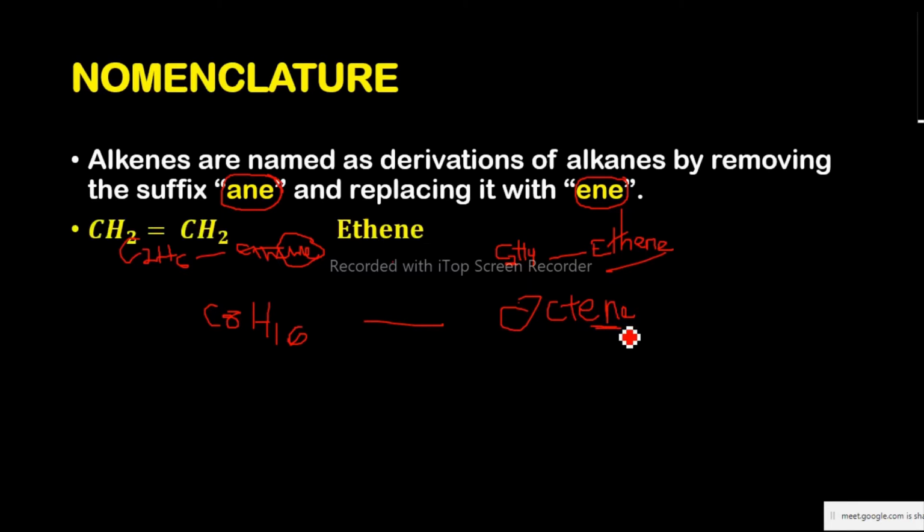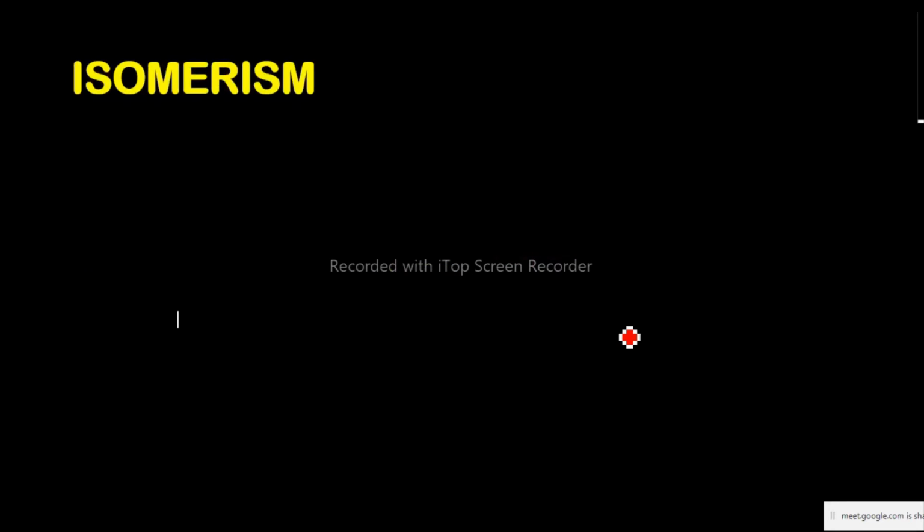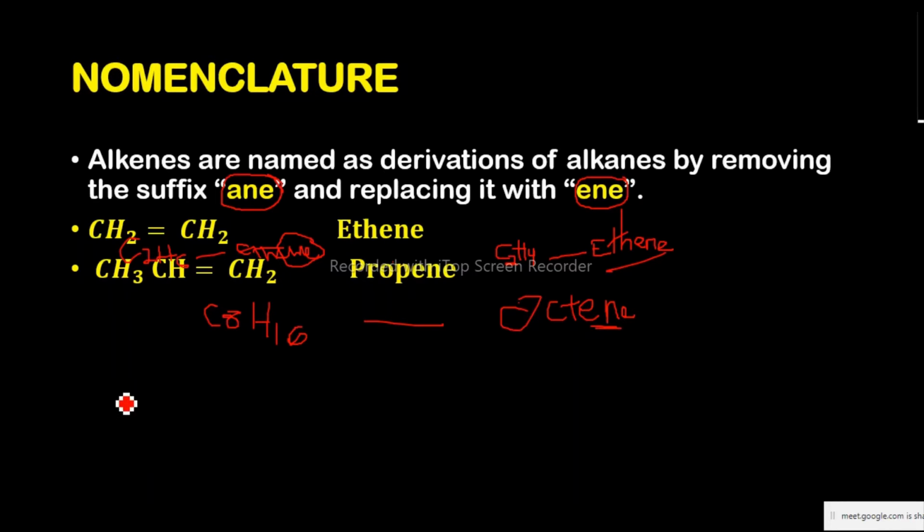Now, how about if they are branched? Maybe instead you have C, CH3, C, and then you have CH3 here. You name that, and then there is this one.